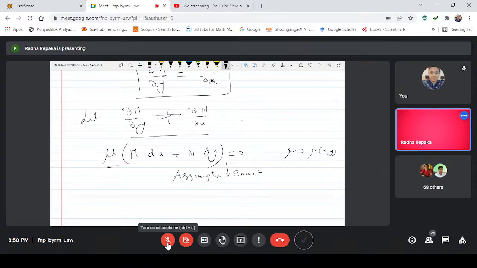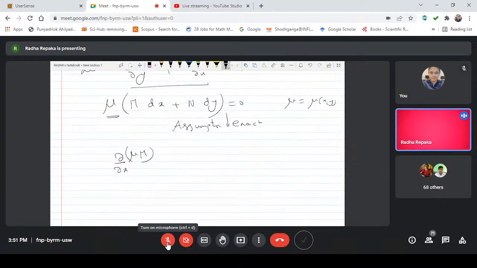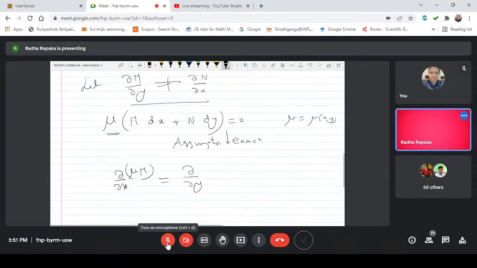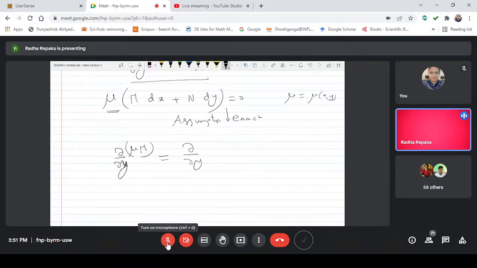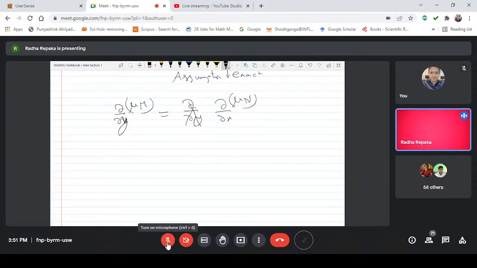That means d/dy of mu M is the same as d/dx of mu N. So further what we write is mu dM/dy minus mu dN/dx, which has come from here, plus M d mu/dy minus N d mu/dx. Okay.